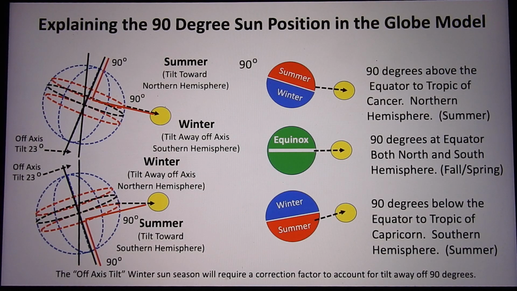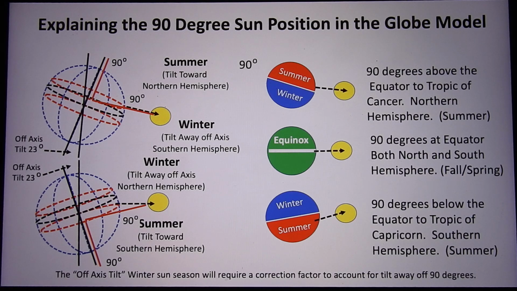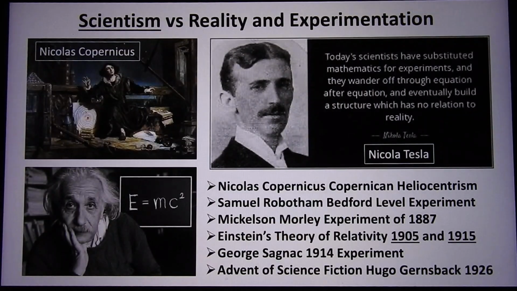A little bit more information about this, the summer seasons, winter sun and summer sun. It's basically just a tilt for the globe model. And then the equinox, the only time when the southern hemisphere and northern hemisphere have the sun at 90 degrees, is when the sun is at the equator at the equinox. Again, just more information about that.